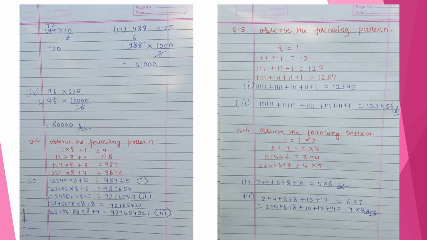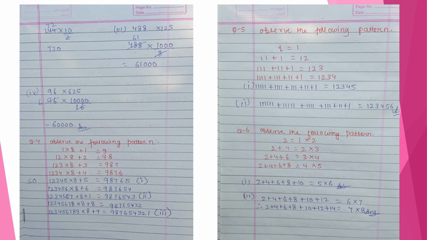Then question number 6. Again here we have to understand the pattern. See the LHS. Here we are adding the even numbers, 2, then 2 plus 4, then 2 plus 4 plus 6, then 2 plus 4 plus 6 plus 8. So next we will get 2 plus 4 plus 6 plus 8 plus 10. Next we will get 2 plus 4 plus 6 plus 8 plus 10 plus 12. Then plus 14 and so on.